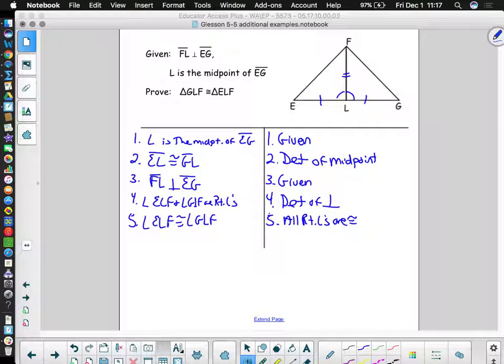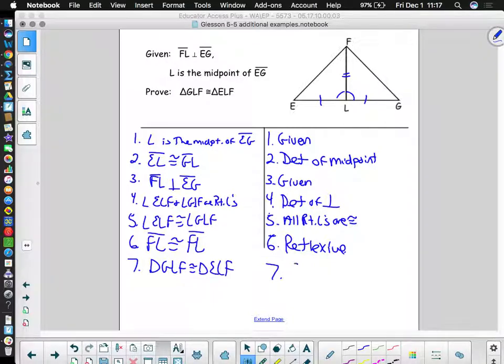Okay. And then we have our reflexive again. So 6. FL is congruent to FL. Reflexive. Okay. And then 7, finally, we have our congruent triangles. SAS is my shortcut. Now that's a 7-step proof, which seems like a whole lot up front, but again, what are we doing? We're taking it in like baby steps, right? So it's really not that bad.